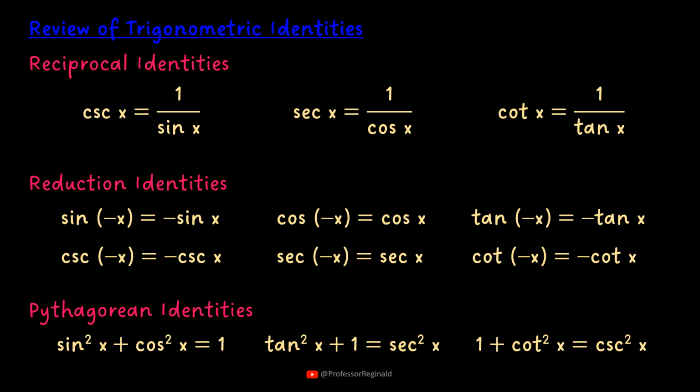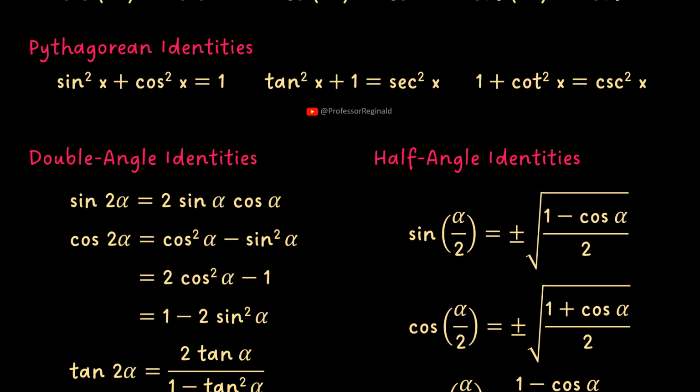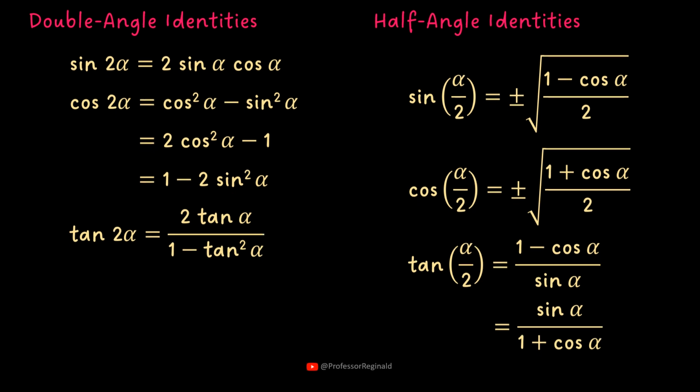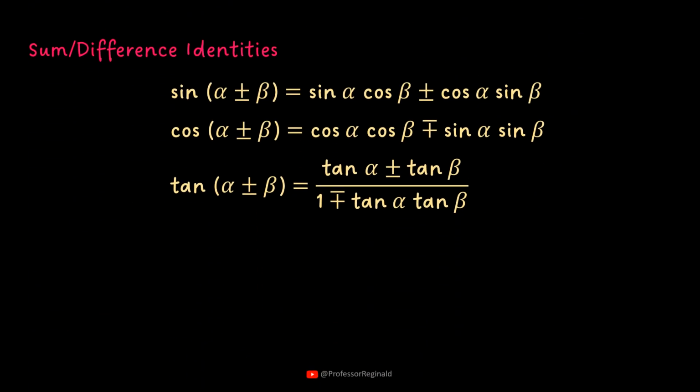Let us review some trigonometric identities. Reciprocal identities. Reduction identities. Pythagorean identities. Double angle identities. Half angle identities. Sum, difference identities.